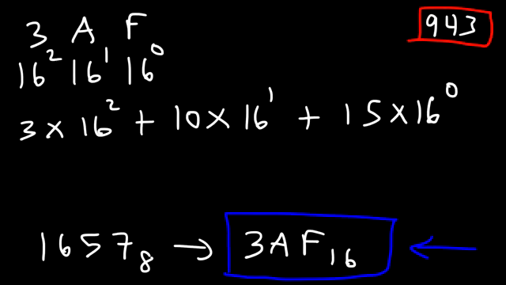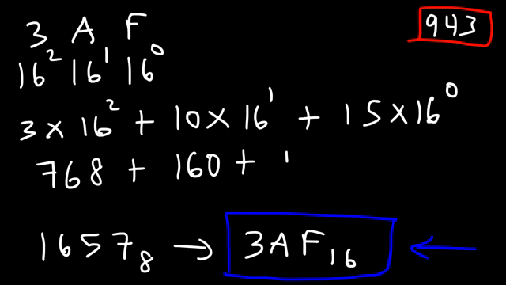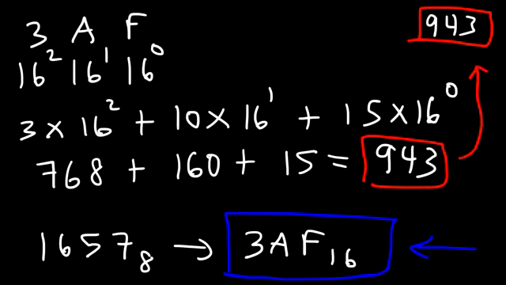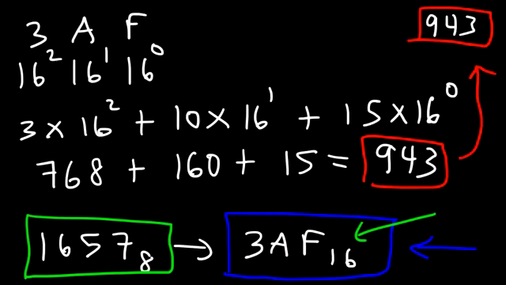Now 16 squared, or 16 times 16, that's 256. 256 times 3 is 768. 10 times 16 is 160. 16 to the 0 power is 1 times 15. That's going to give us 15. And 768 plus 160 plus 15 adds up to 943. And so as you can see, this gives us the same answer, which means that 1657 in the octal system does correspond to 3AF in the hexadecimal system.